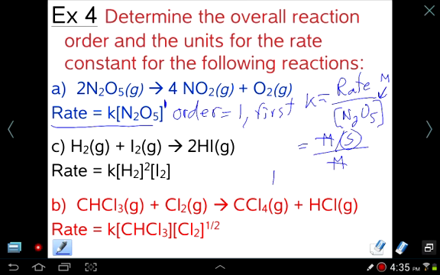So your units for k is seconds to the negative first. These are going to be the units for k. It's a first order reaction with these units for k, is the idea. Let's go ahead and take a look at the second one.